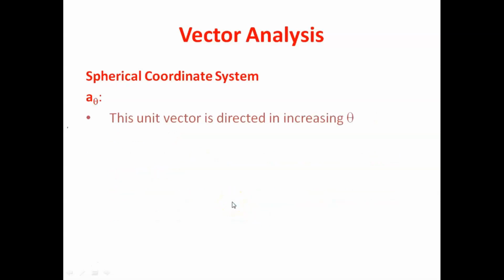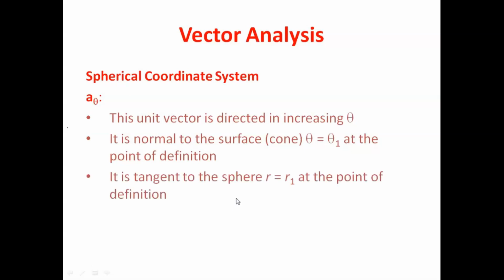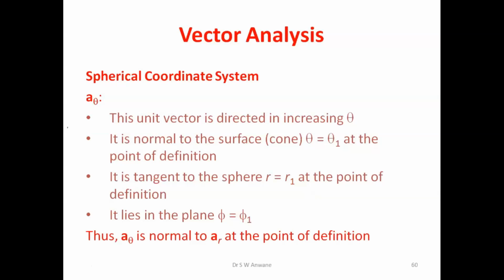The unit vector a theta cap is directed towards increasing theta at the point of definition, and it is normal to the cone theta equal to theta 1 at the point of definition. As the point of definition changes, these unit vectors undergo a change in direction. Therefore, while differentiating and integrating, we cannot treat these unit vectors to be constant like we do for a x cap, a y cap and a z cap. It is tangent to the surface r equal to r1, and it lies in the plane phi equal to phi 1. I would advise students to refer to the figure and realize these things.